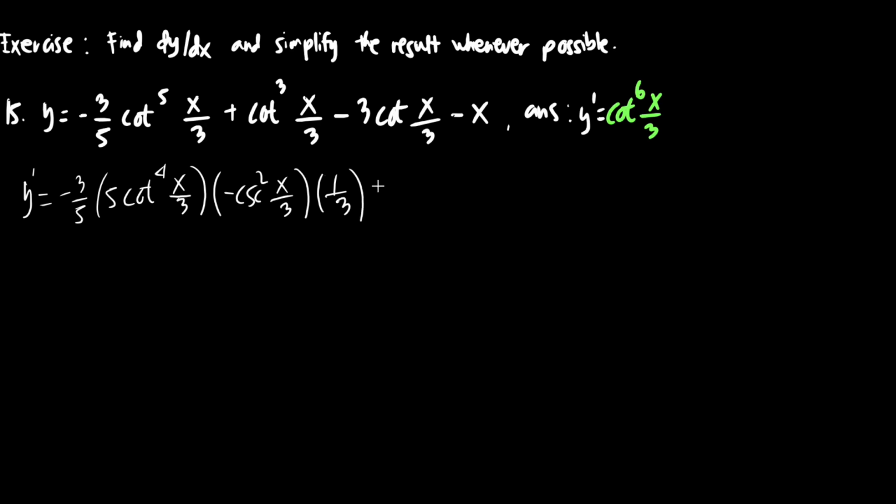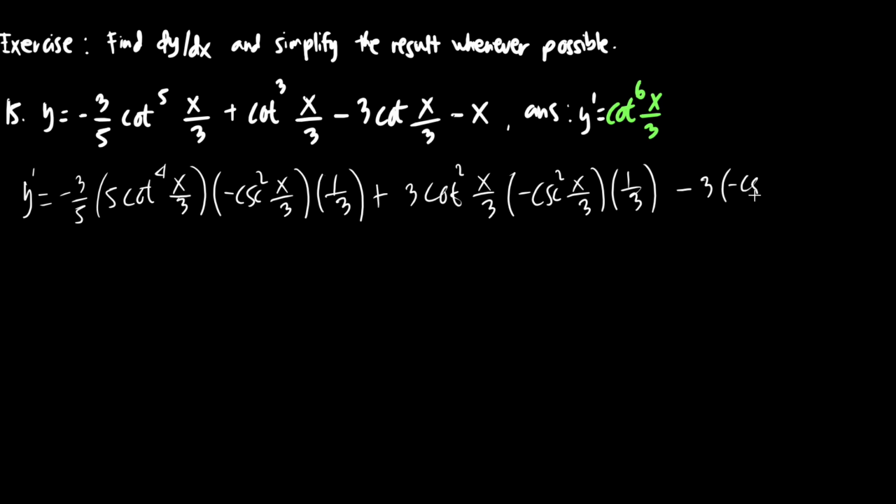1/3, plus. For the rule, 3 cotangent squared x over 3. So the derivative is negative cosecant squared, just copy, and the derivative inside is 1/3. So minus 3, and the derivative of cotangent is negative cosecant squared x over 3. So the derivative inside is 1/3, minus 1, the derivative of x.